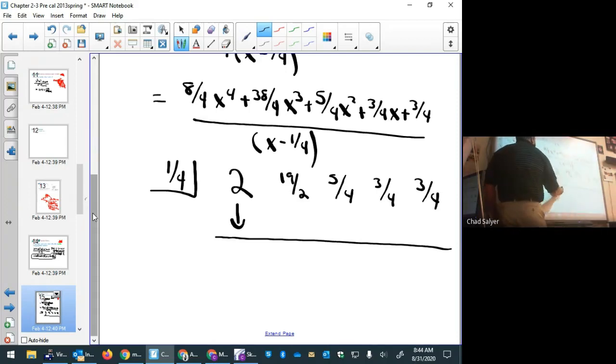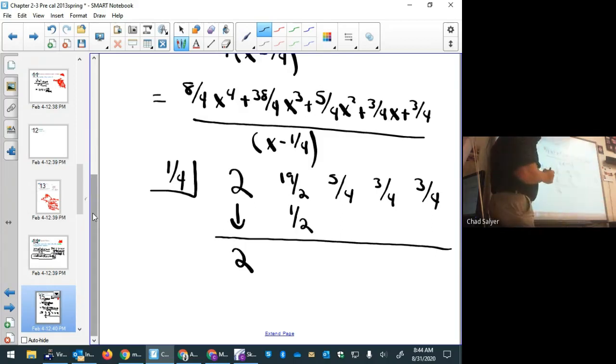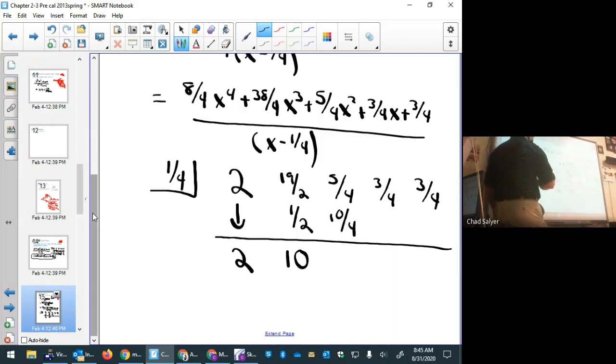So bring down the first number 2. 2 times 1/4 is 1/2. And then I sum downwards, and so that's 20/2, which is just 10. Stop me if you're not sure where something came from. 10 times 1/4 is 10/4. Yep. Make sure that's right. Yep.